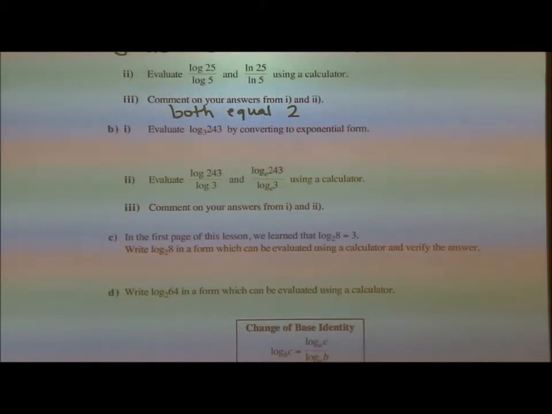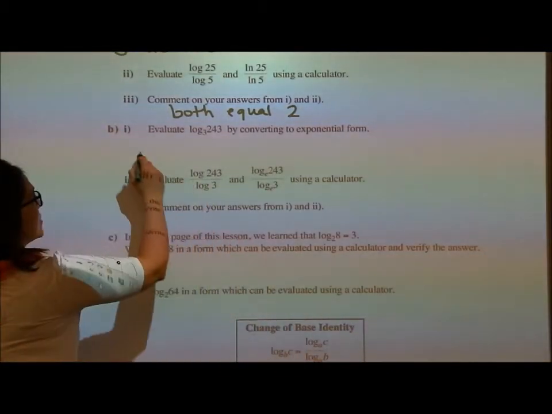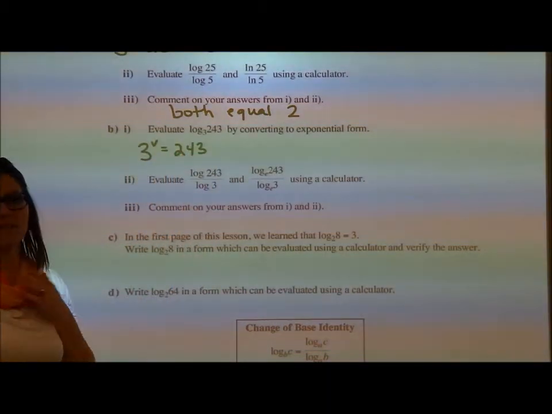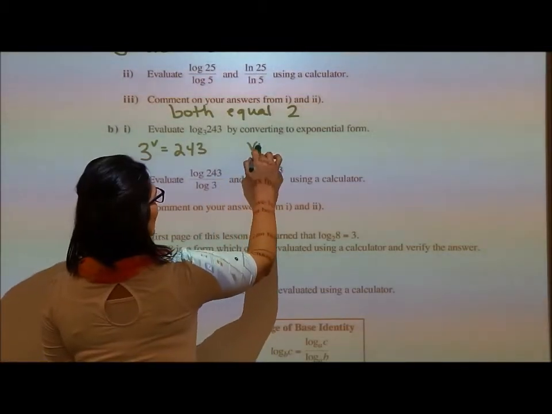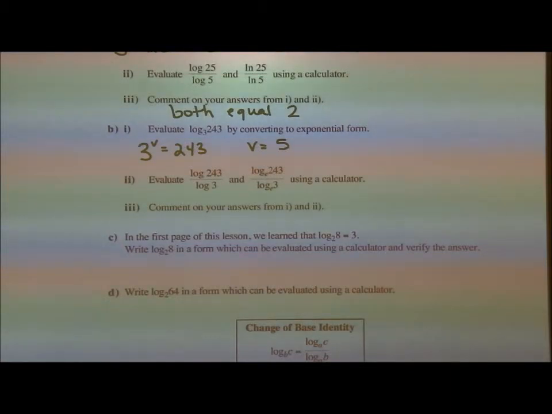Okay. Log base 3 of 243, when I convert that to an exponent, what do I get? 3 to the power 5, so then b equals 5. And what happens when I go log 243 divided by log 3, and natural log 243 divided by natural log 3? You get 5 as well.